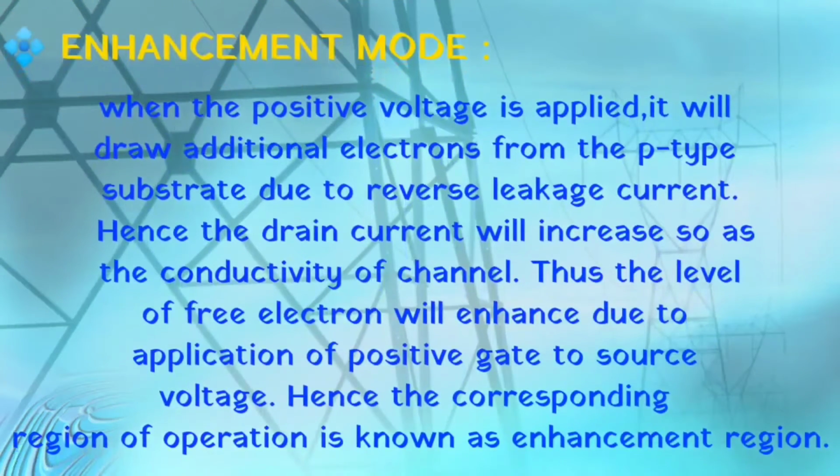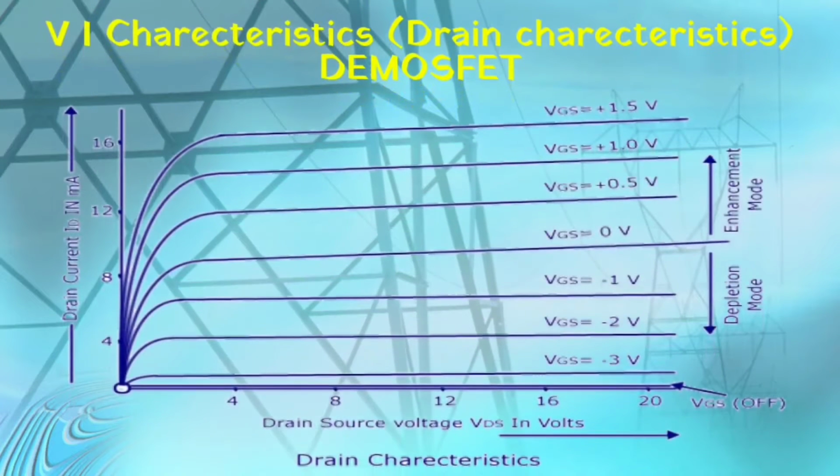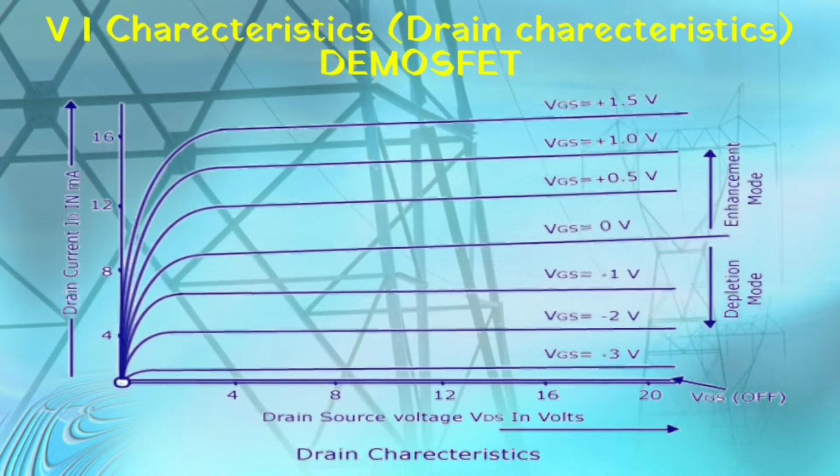Second one is enhancement mode. In this mode, the positive voltage is applied and due to this it will draw additional electrons from the P-type substrate, and the level of free electrons will increase due to application of positive gate to source voltage. Hence the corresponding region of operation is known as the enhancement region.